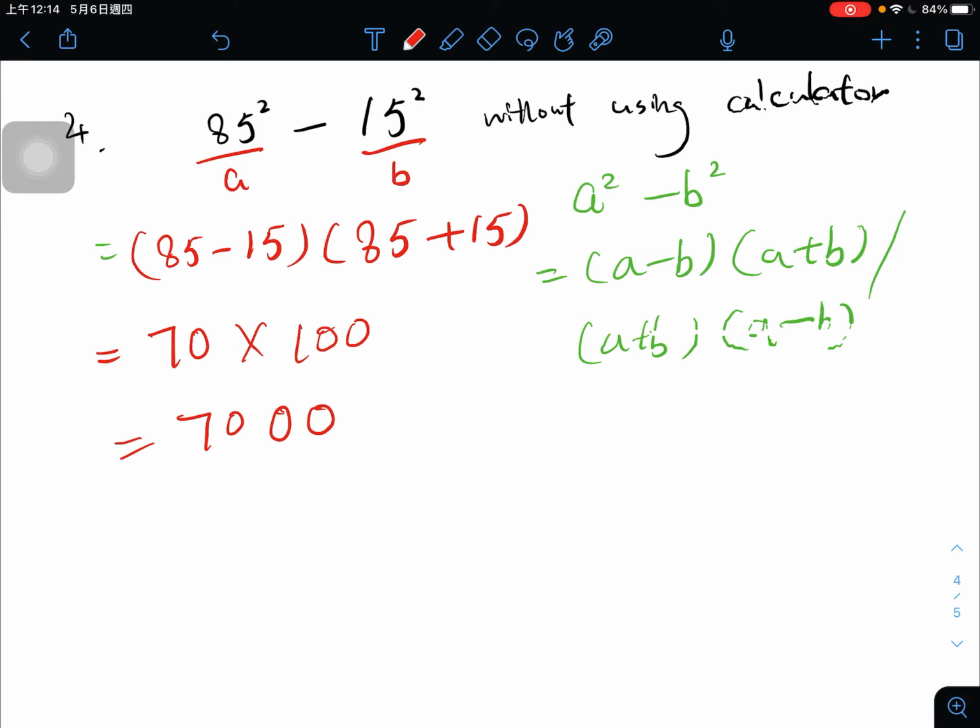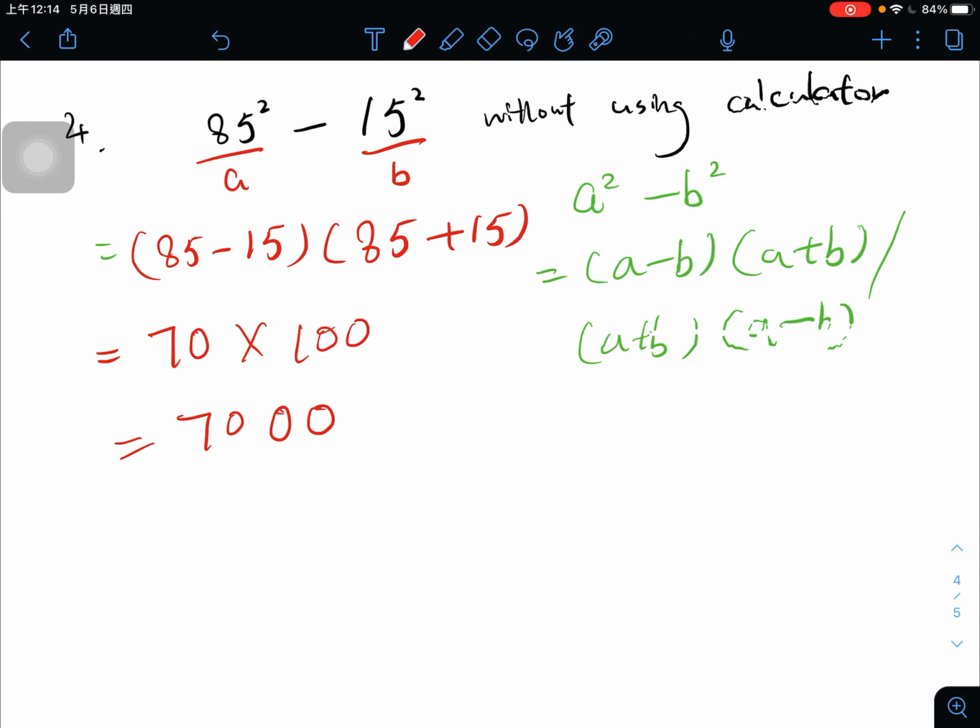Let us look at the last example. Oh, sorry, this is the last example. For this kind of question, try to use the identity you learned, (a minus b)(a plus b), or just the reverse. Okay, that is the end of this session.